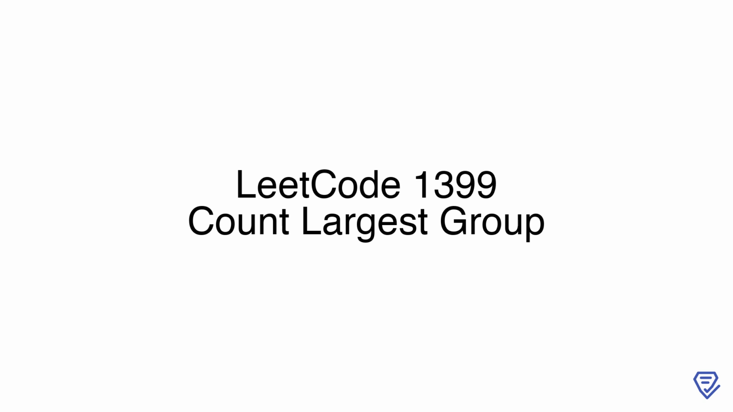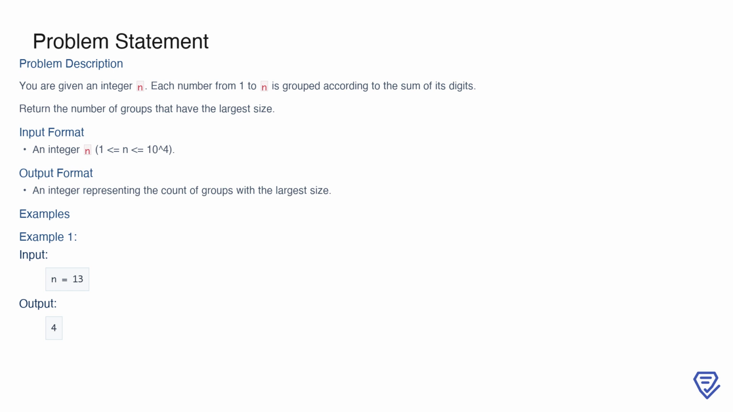Let's dive in. In this problem, you are given an integer n, and your task is to group all numbers from 1 to n based on the sum of their digits. Once the numbers are grouped, you need to determine the size of the largest group and return how many groups have that size. For example, if there are multiple groups that share the same largest size, your output will be the count of those groups.